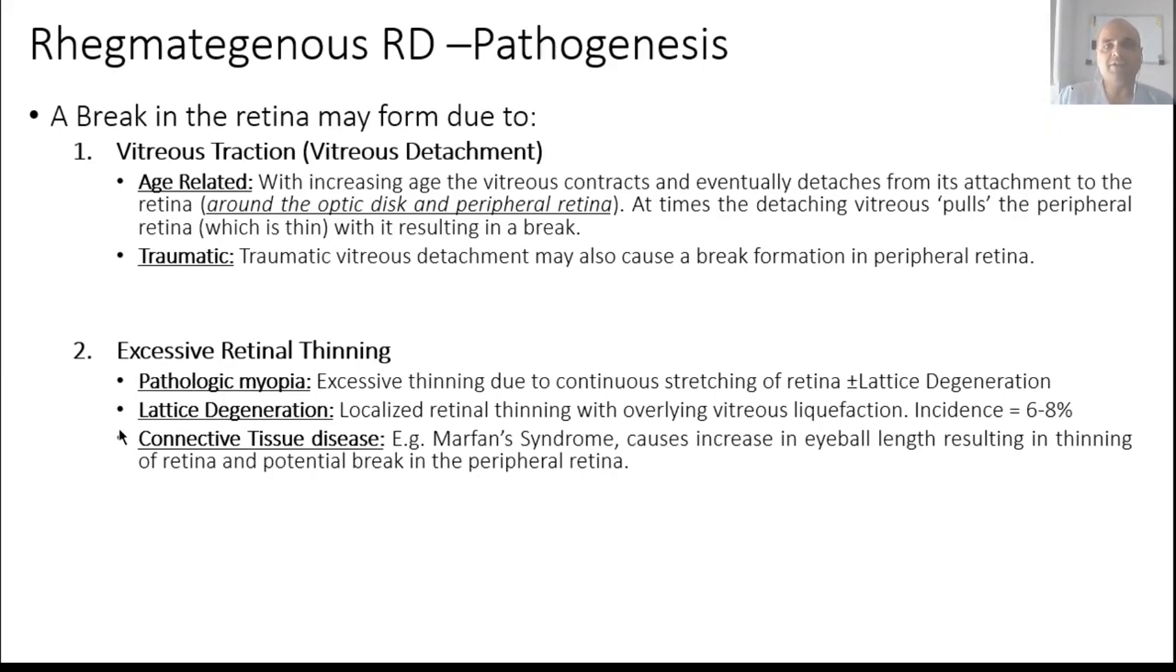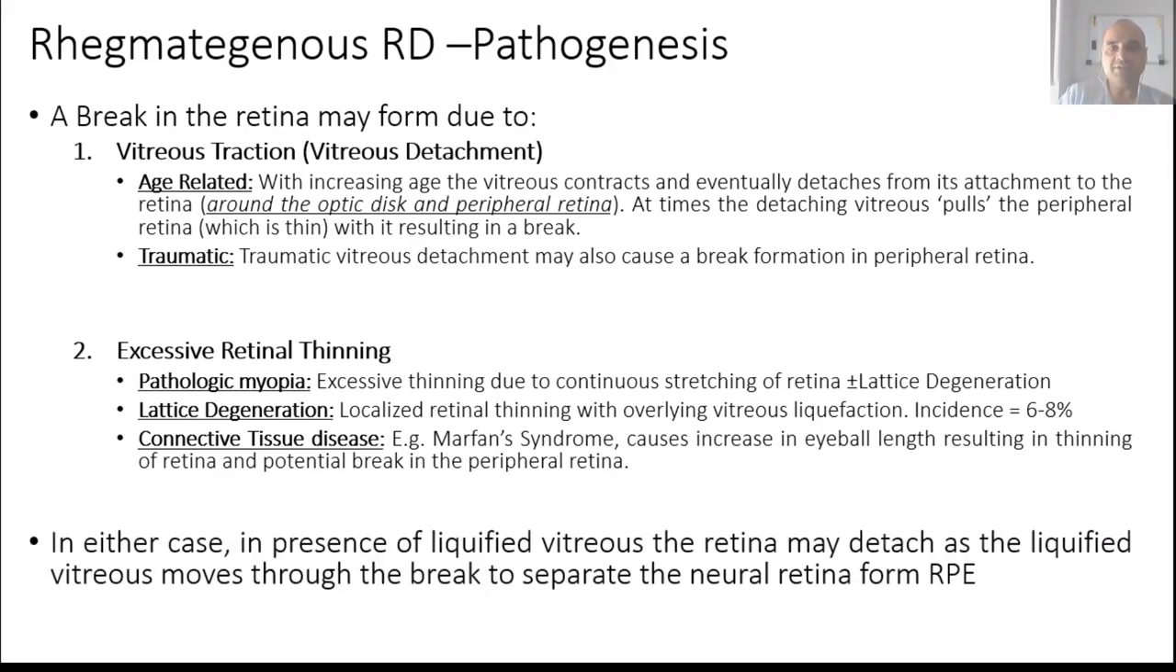The third cause of retinal thinning is a connective tissue disease. And this connective tissue disease is again causing weakness of connective tissues of the eye, leading to an elongated eyeball, which causes retinal thinning and a potential formation of a break in the peripheral retina. Now, once a break is formed, a break by itself is not going to detach the retina. You need some form of a liquid, which is liquefied vitreous in this case, to move in through the break to separate the neural retina from the RPE. Then you get a rhegmatogenous retinal detachment.